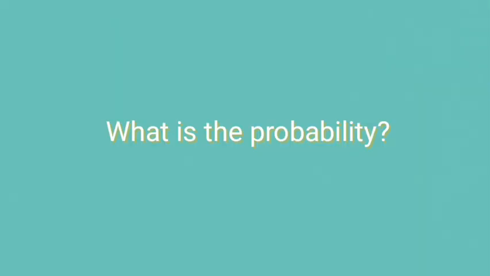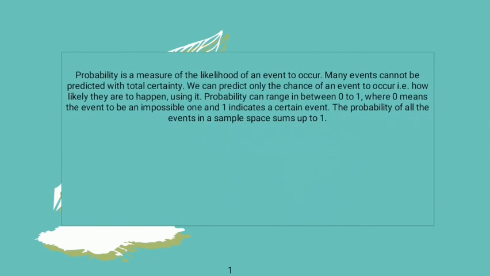What is probability? Probability is a measure of the likelihood of an event to occur. Many events cannot be predicted with total certainty. We can predict only the chance of an event to occur, i.e., how likely it is to happen. Probability ranges between 0 and 1, where 0 means the event is impossible and 1 indicates a certain event. The probabilities of all the events in a sample space sum up to 1.